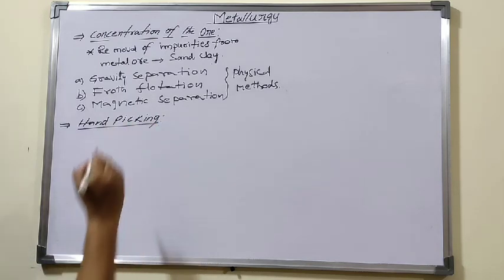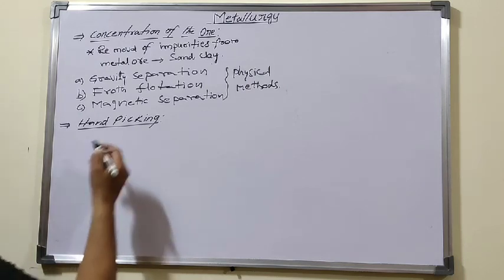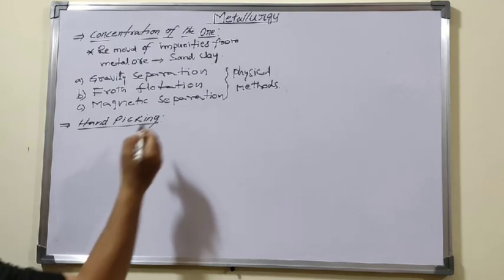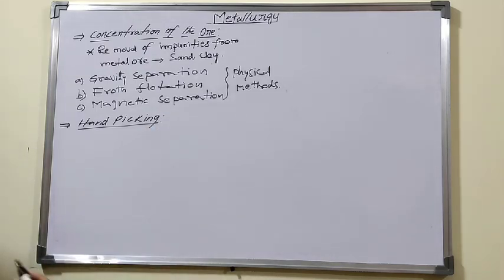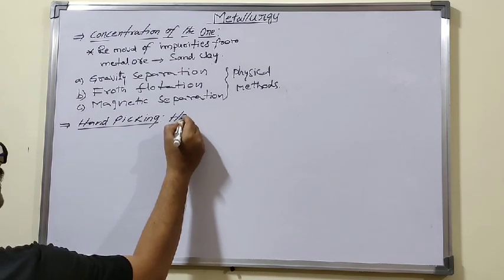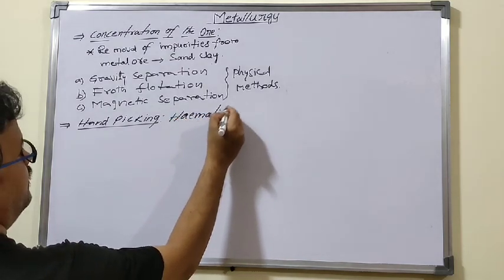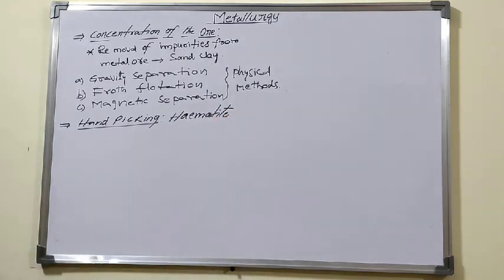This is in our schooling. Sand, stones are picked out by hand. Hand picking method is also a physical method. By this method, what type of ores are concentrated? Generally hematite. Remember, hematite is concentrated by hand picking method.